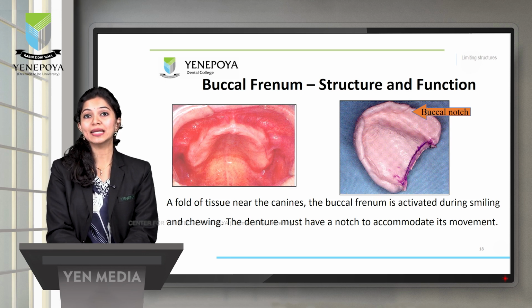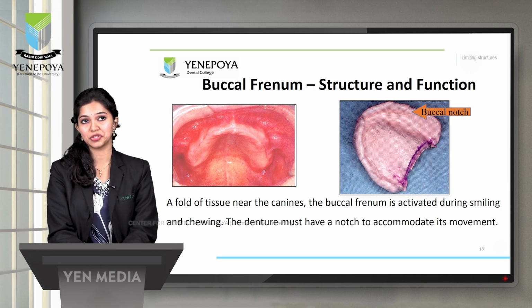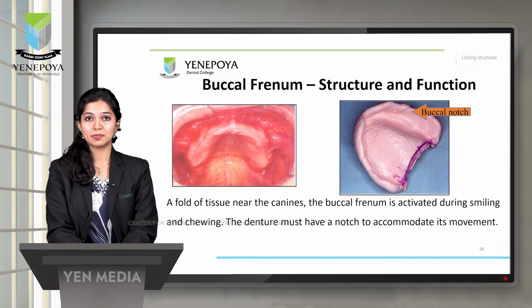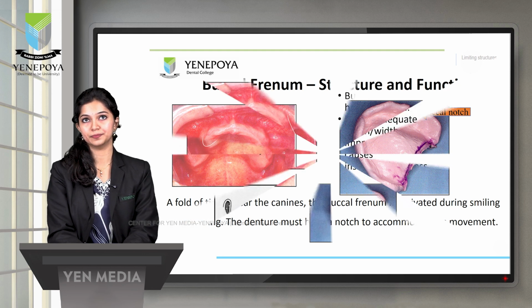So one must remember, unlike labial frenum, where there are no muscle attachments, buccal frenum has 3 muscle attachments, most important, that is buccinator, levator anguli oris and orbicularis oris. So these muscle fibers attach to the buccal frenum, and that is how it is activated during functional movements, or the smiling and chewing movements. So one must remember the 3 muscle fibers: levator anguli oris, orbicularis oris and the buccinator. So that is the buccal frenum.